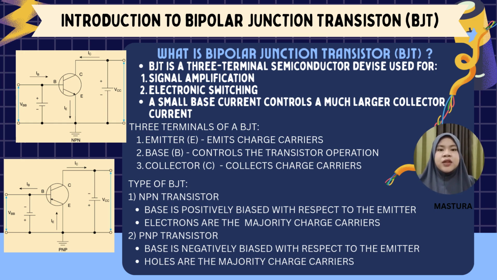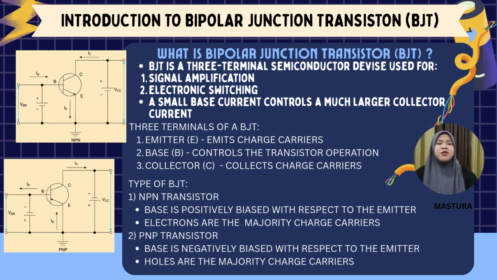As shown in the figure on the left side of the slide, there are two types of BJTs. The first is the NPN transistor at the top and the PNP transistor at the bottom. These figures also show the three terminals of a BJT, namely the emitter, base and collector. A BJT has three terminals. First, the emitter, which emits charge carriers. Second, base, which controls the transistor operation. And lastly, collector, which collects the charge carriers.